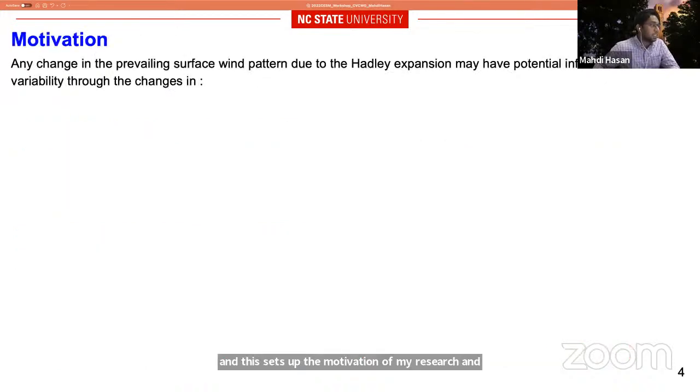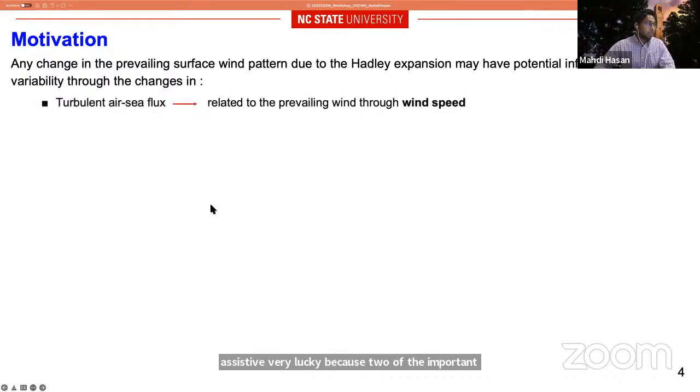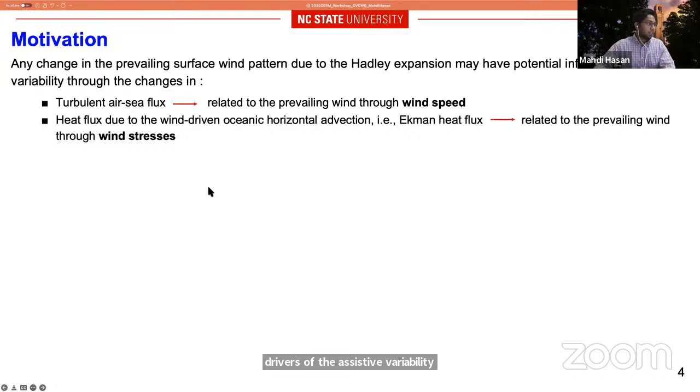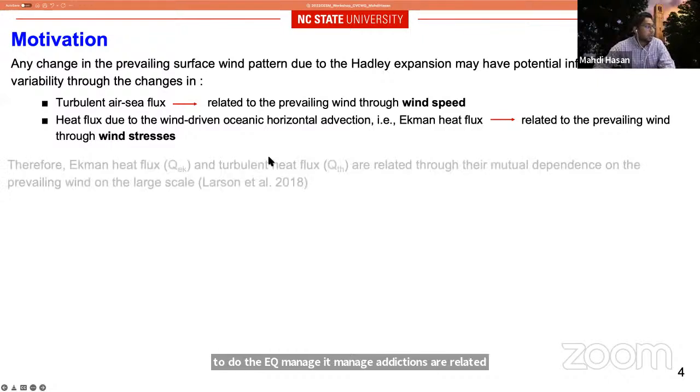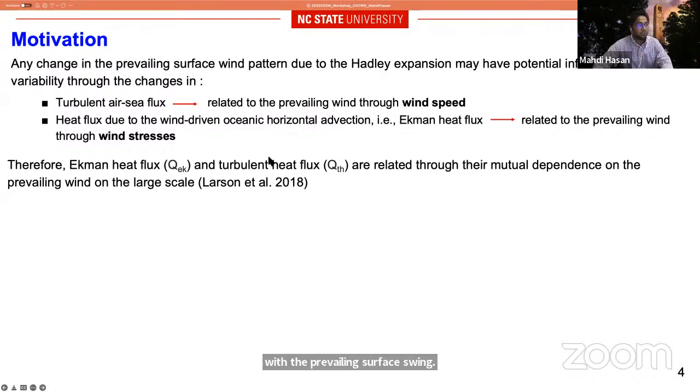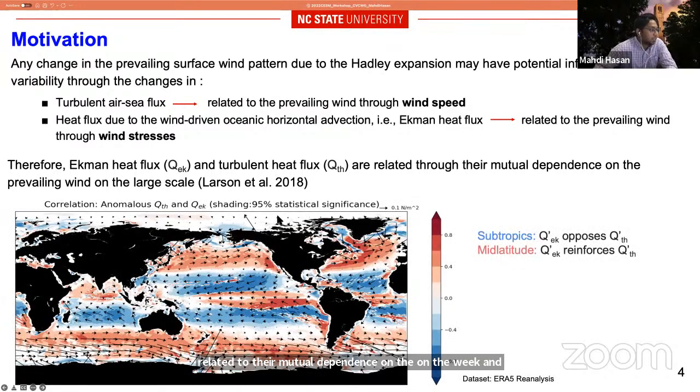Any change in the prevailing surface wind due to the Hadley expansion may have a potential influence on the SST variability, because two of the important drivers of SST variability, turbulent heat flux and heat flux due to Ekman heat advection, are related to the prevailing surface wind. Therefore, on a large scale, both of these fluxes are related through their mutual dependence on the wind. And we can see that relationship from this figure.